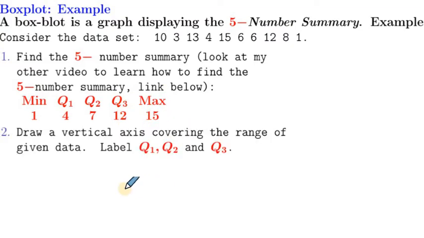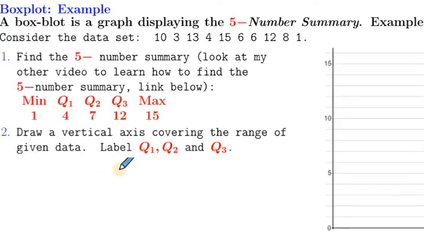Now, draw a vertical axis covering the range of the given data, then label Q1, Q2, and Q3. So here, the vertical axis, our maximum number is 15, so our vertical axis, I have a range from 0 to 15 so that it can cover the range of the given data.